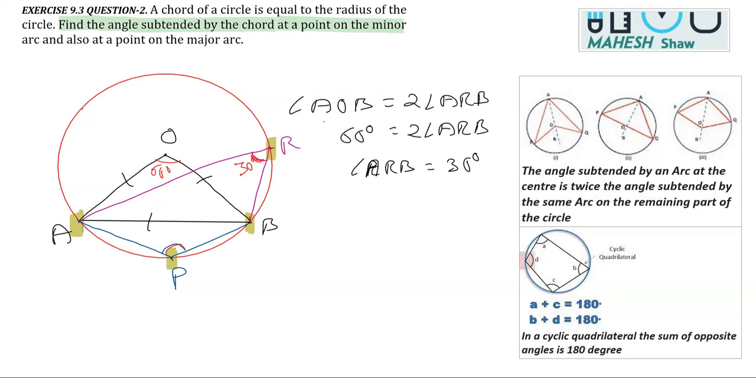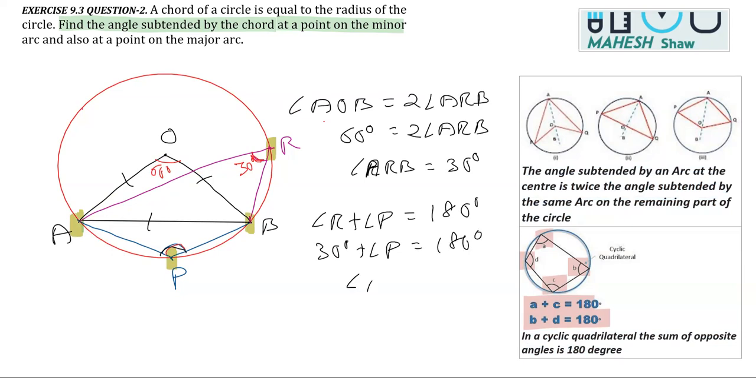As you can see here, this plus this will be 180, and this plus this will also be 180. So we are going to use this property to find out this value. As I can see, angle R and angle P are opposite angles of this quadrilateral. So angle R plus angle P is equal to 180 degrees. So angle R, which is 30 degrees, plus angle P, which we have to get, is 180. So clearly angle P will be 180 minus 30. So angle P is equal to 150 degrees.